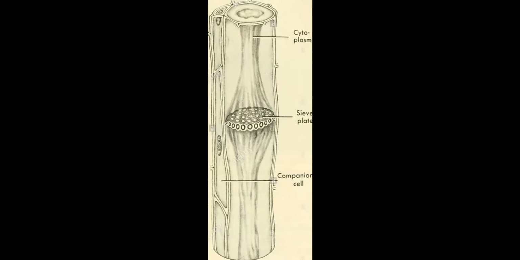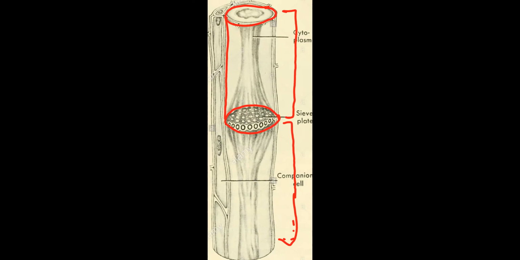Look at this individual one. Have a look at this. This will give you an idea what a sieve plate is. Let us assume that this is one sieve tube element. It is placed above the other sieve tube element like this. At the juncture position, the transverse wall between them, this is one cell, this is the other cell.